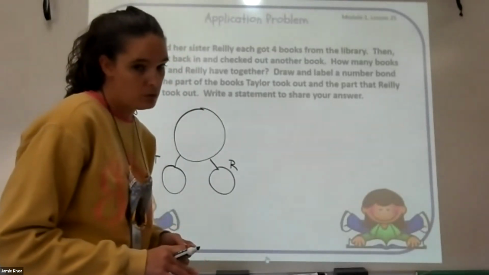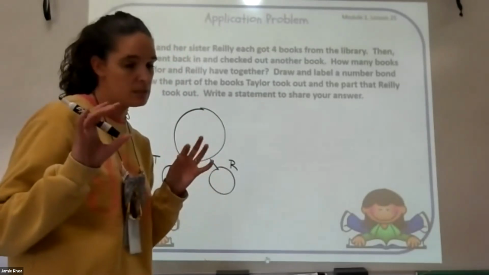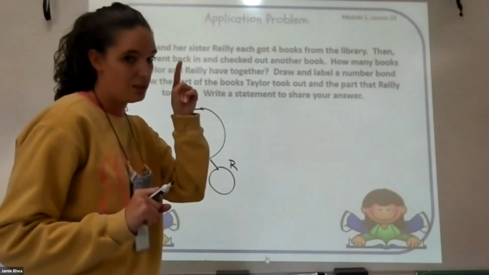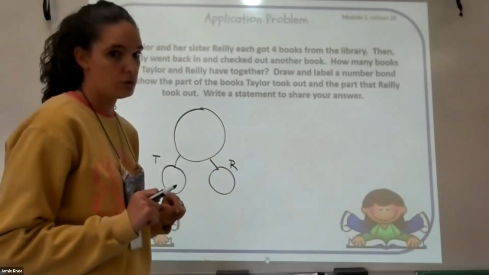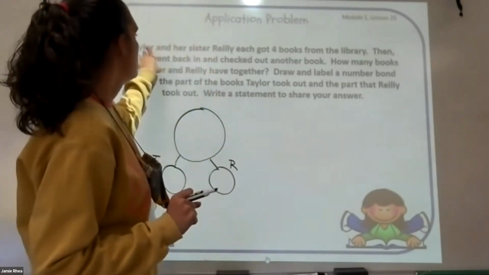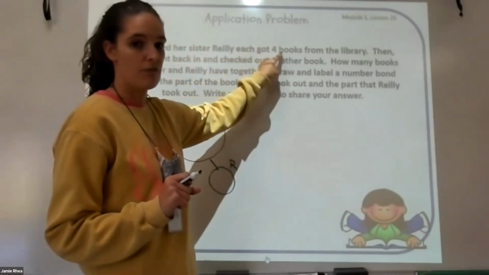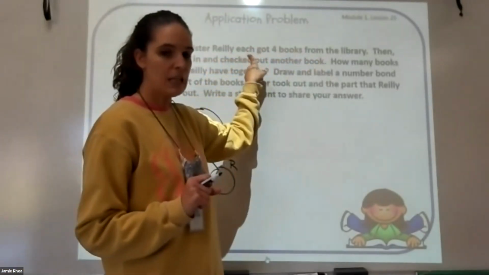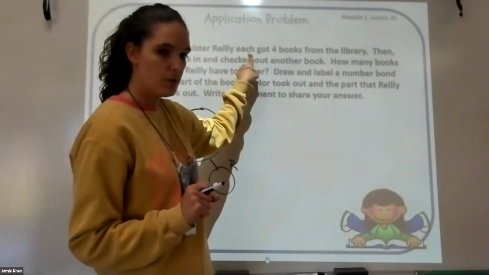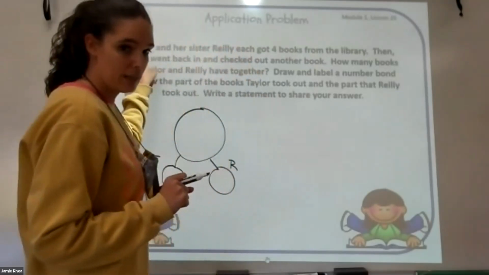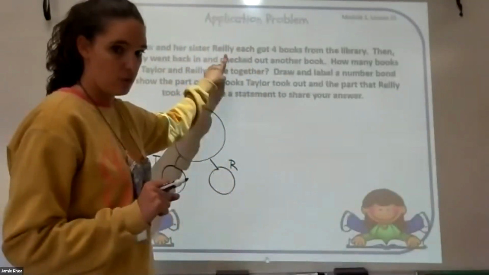I don't know about you, but my Sherlock Holmes senses are tingling because that right there just told me good information, good clues. Let's go back. Taylor and her sister Riley each got 4 books from the library. If it's telling me that they each got 4 books, that means both of them got 4 books. So Taylor got 4 books, Riley got 4 books.